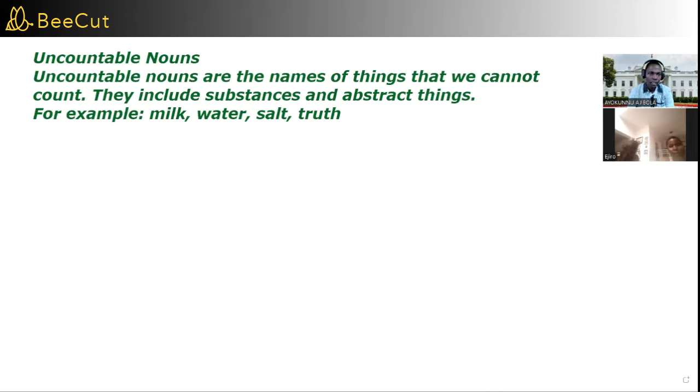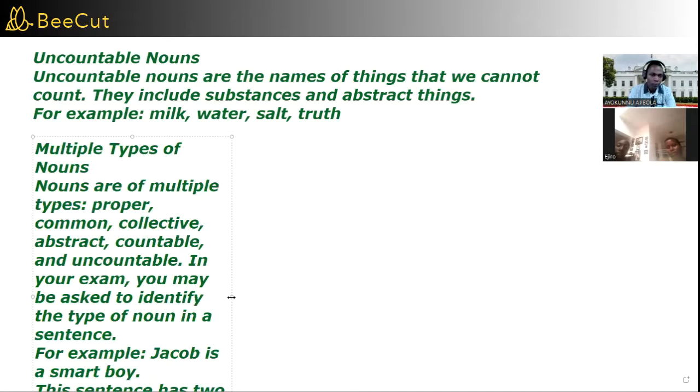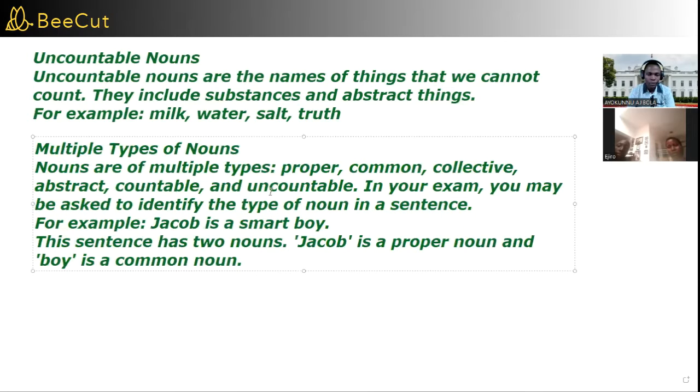Now we might encounter multiple types of nouns in a sentence. You will see a proper noun and a common noun going along together in a sentence. Let's look at an example here. It says nouns are of multiple types: proper, common, collective, abstract, countable, uncountable. So in your exam, you may be asked to identify the type of noun in a sentence.